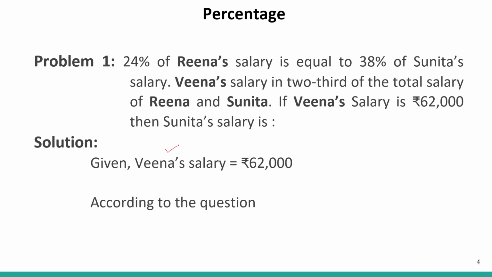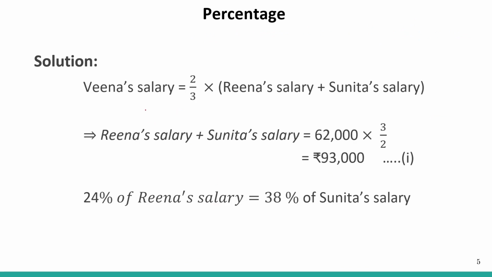So given Vina's salary is 62,000. This is what we are given. According to the question, Vina's salary is equal to 2/3 of Rina's salary plus Sunita's salary. Okay, their addition. So Rina's salary plus Sunita's salary is equal to 62,000 into 3/2, the inverse proportion on the opposite side. That is 93,000, because this will be 31,000, and 31,000 into 3 is equal to 93,000.